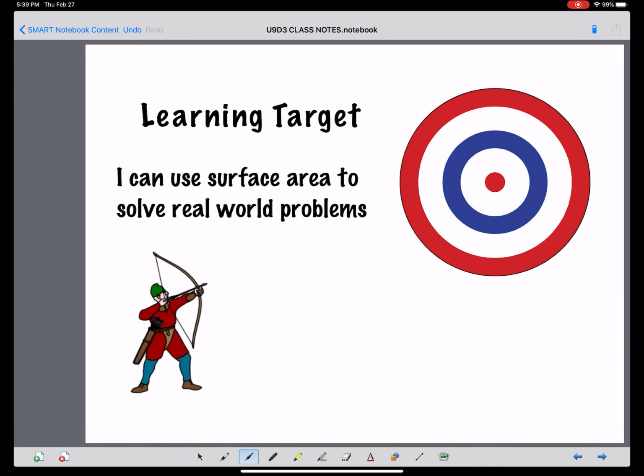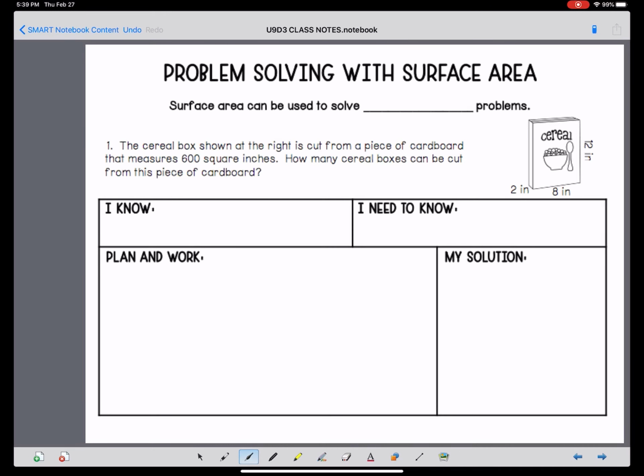Here's your learning target, which is I can use surface area to solve real-world problems. Let's begin. Surface area can be used to solve multi-step problems. The cereal box shown at the right is cut from a piece of cardboard that measures 600 square inches. How many cereal boxes can be cut from this piece of cardboard?